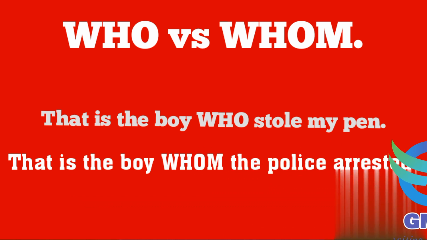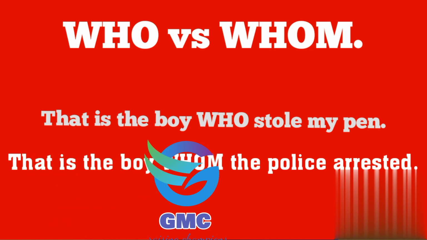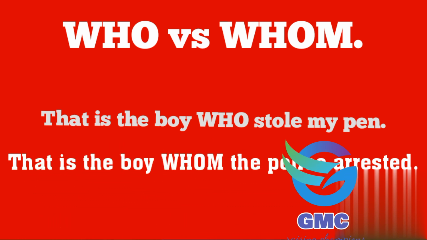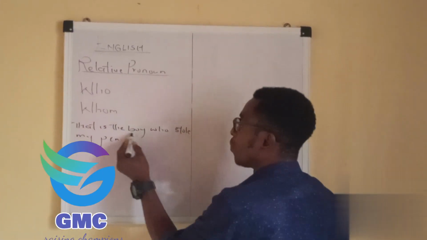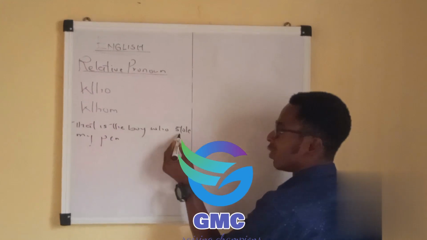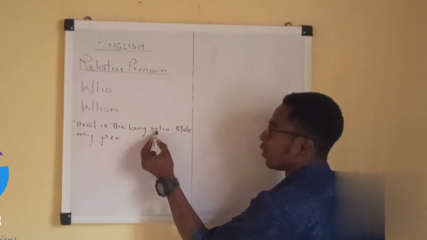is the boy who stole my pen. Now, the boy is performing an action. The action is stealing. Therefore, the right relative pronoun is who.